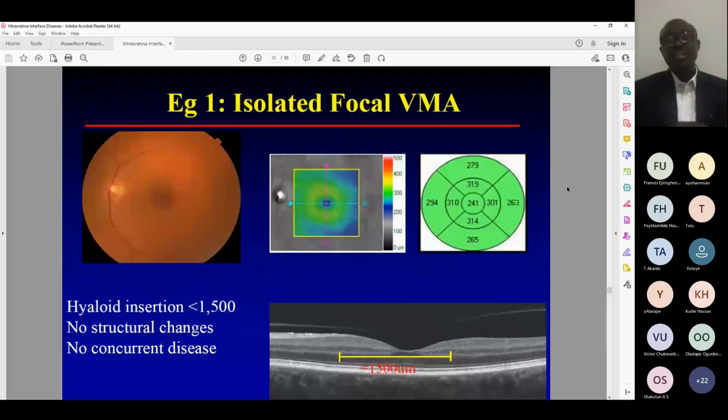Okay, so let's look at this slide below here. We have a hyaloid, which you can see with the arrow pointing to it. The hyaloid is inserted within a 3 millimeter radius, like we said. You can see it going to the center of the fovea. And the measurement of this insertion is less than 1,500 microns. And we can't see any anatomical change in the macular area under the fovea. So we say this is isolated because there's no other concurrent disease there. This is focal because it's less than 1,500 microns. And this is VMA because there's no architectural change in the macular area. Should we look at example 2?